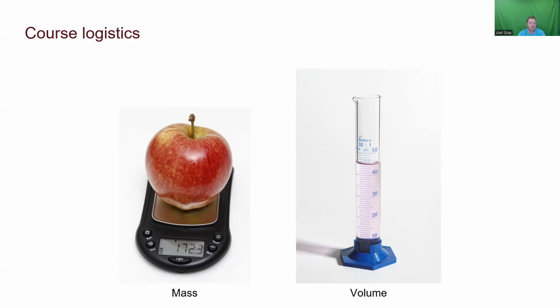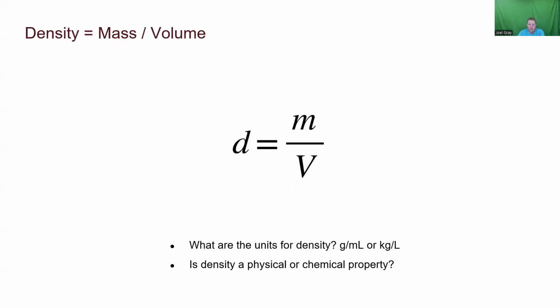Now, we're going to be relating mass and volume, so the space that something occupies. Here we have an apple with a mass of 172.3 grams, and we have a volume of 45 milliliters of water. When it comes to density, we can look at density as an equation. D is equal to mass over volume. So it's the mass of something divided by the space that it occupies, the volume.